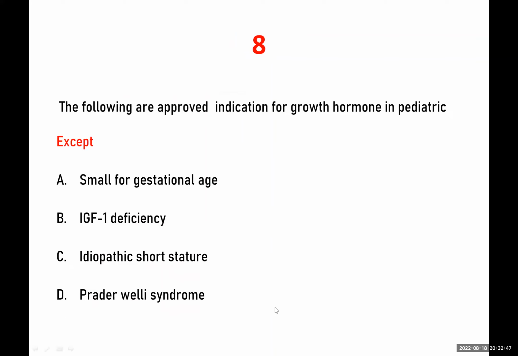Excellent. Mumtaz. Okay, the following are approved indications for growth hormone in pediatrics, except. Easiest question. Different answers, but most of you said small for gestational age, which is one of the approved indications. Idiopathic short stature is approved, Prader-Willi syndrome, Turner syndrome, Silver-Russell syndrome, and children having chronic kidney failure on dialysis. This is the group of children approved for growth hormone. So IGF-1 deficiency is not an indication for growth hormone, because the indication there is to give IGF-1 itself.